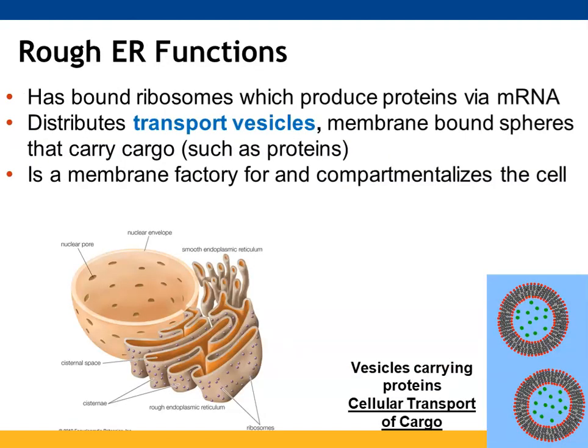Your rough ER, again, is going to be your primary source of protein synthesis. It's able to take the message from the mRNA and translate it into amino acids and then join them together to make your peptides. It is a source of transport vesicles that is able to carry proteins, among other things. And it's a membrane factory and helps to provide compartmentalization throughout the cell.